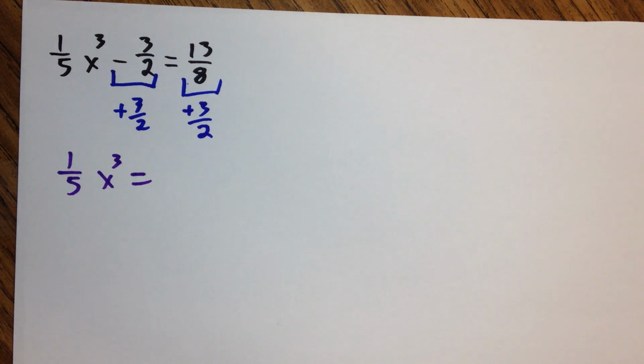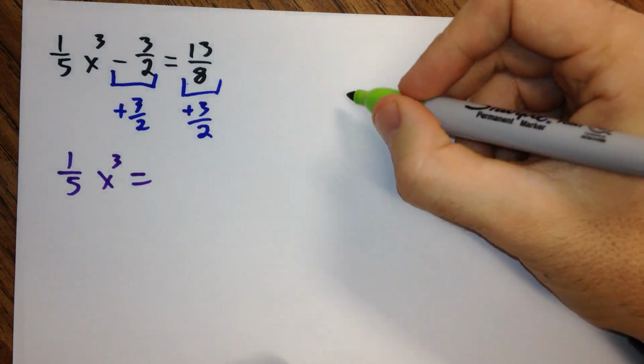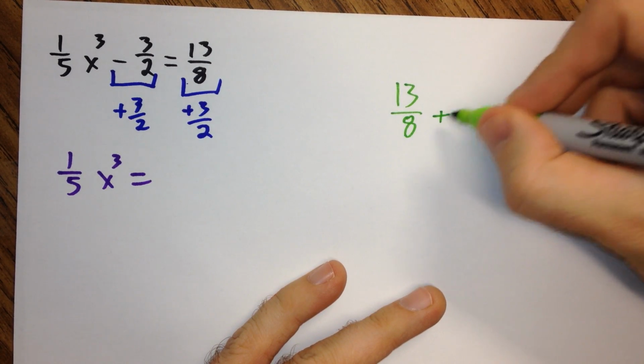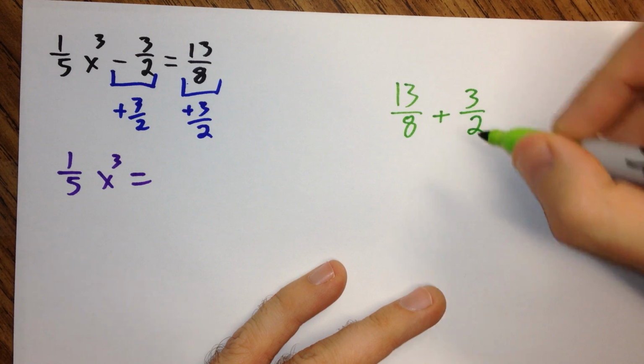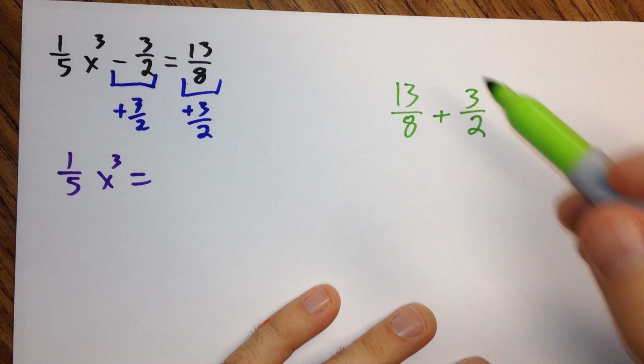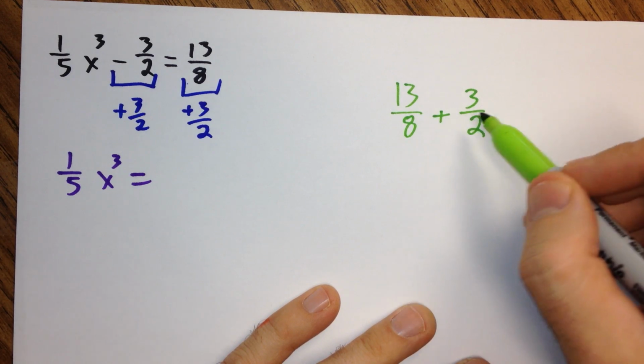add 3/2 to it. This might be challenging for you, so let's do it with a little bit of space over here on the right. So let's just add 13/8 to 3/2. Now, what's the golden rule when you're adding fractions? The golden rule of adding fractions is always find a common denominator.